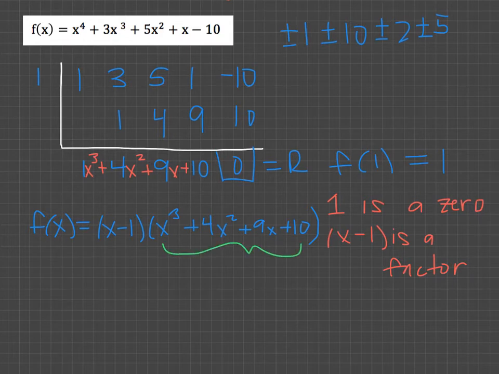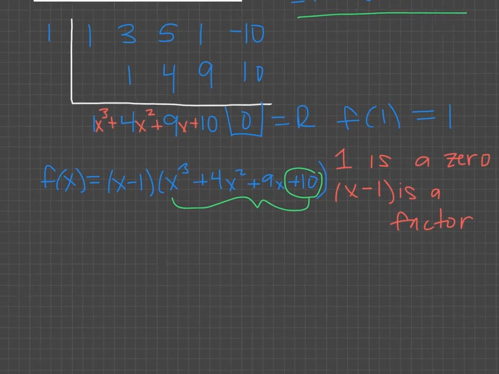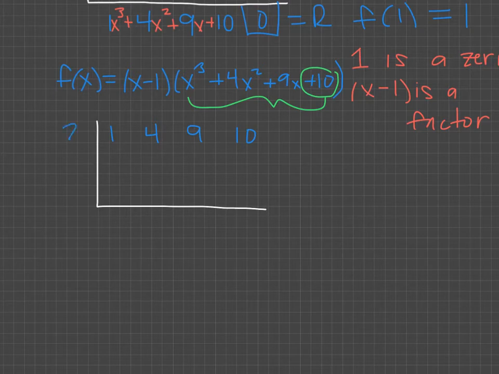So we look at our constant term. Our possible rational zeros are going to be factors of 10. Well, that's the same list that we have up here. So we are going to run through synthetic division again, testing out another one of those values. This time we're going to use the coefficients from this other factor. So we get 1, 4, 9, 10. And let's test out 2.